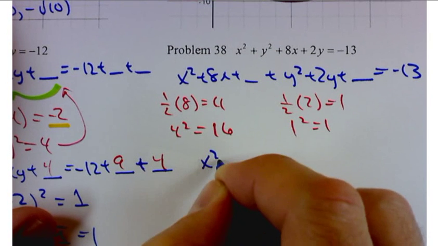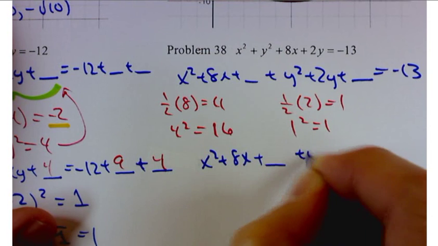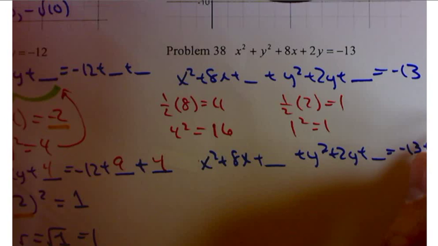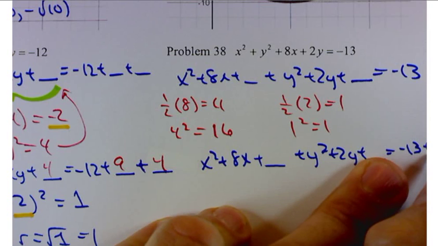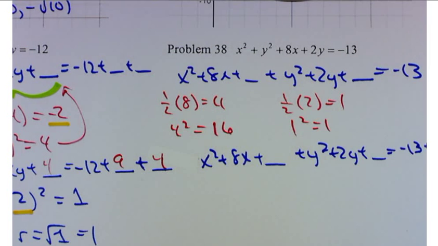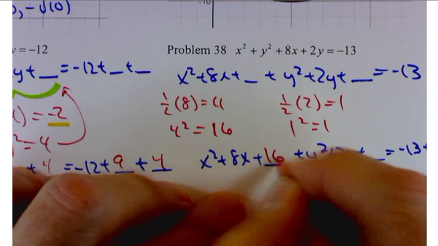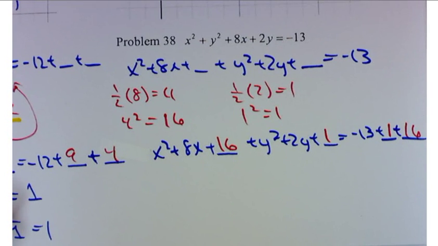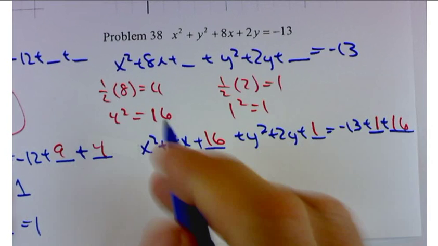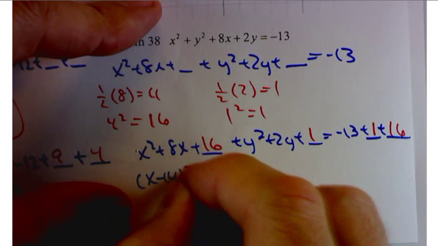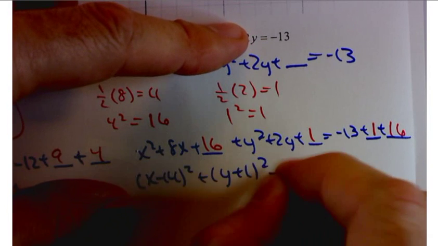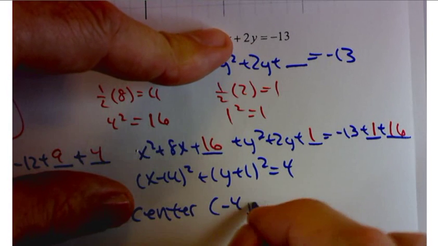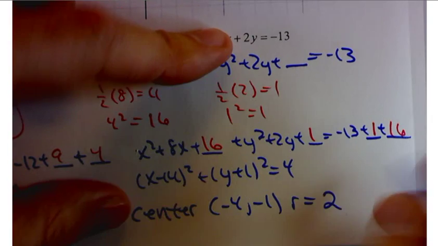Let's rewrite this. X squared plus 8x plus 16 plus y squared plus 2y plus 1 equals negative 13 plus 16 plus 1. So 16 here, 1 here. I'll squeeze the 1 in here and 16 in here. Doesn't have to be in that same order. Just make sure you add it to both sides. The left-hand side becomes x plus 4 squared plus y plus 1 squared equals 4. So what's the center? Negative 4, negative 1, and the radius is 2. Square root of 4 is 2.